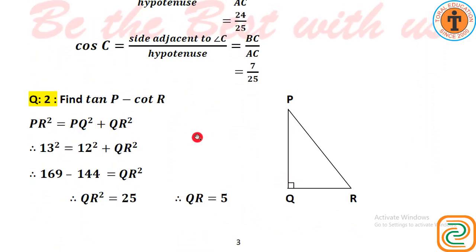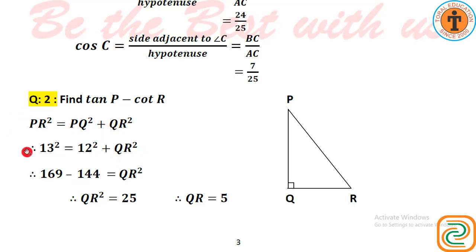Look at the question. Find, in the figure, tan P minus cot R. We have the figure given. PQ is 12 centimeter, PR is 13 centimeter, and first of all we have to find out QR. Here PR is 13, PQ is 12 and QR is to be found out.